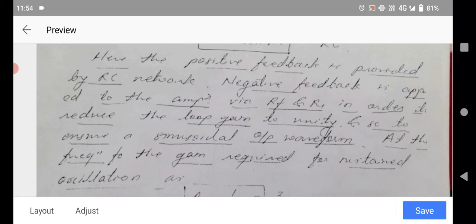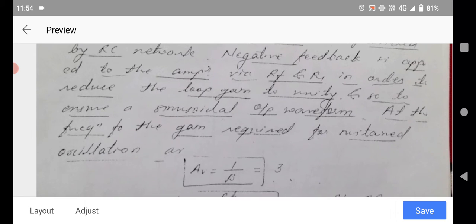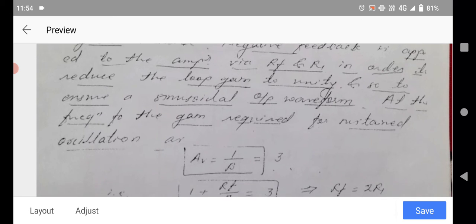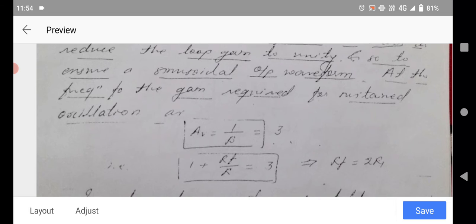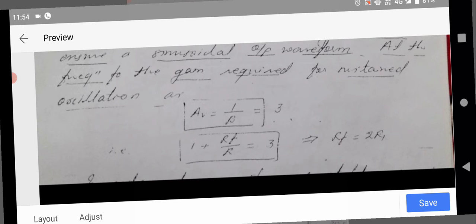In order to reduce the loop gain to unity, and so to ensure a sinusoidal output waveform. So to ensure that the output is a sinusoidal type of waveform at the frequency f0, the gain required to obtain oscillation is given as AV. AV is the voltage gain, equal to 1 upon beta. Okay, so it is equal to 3. So right now 1 plus RF upon R is equal to 3.